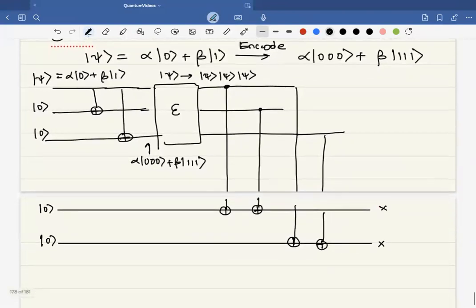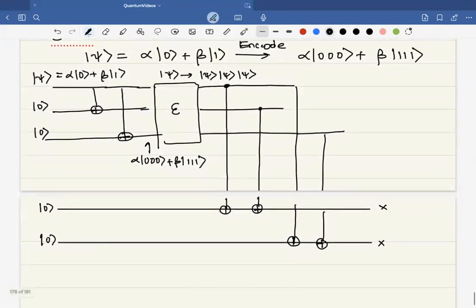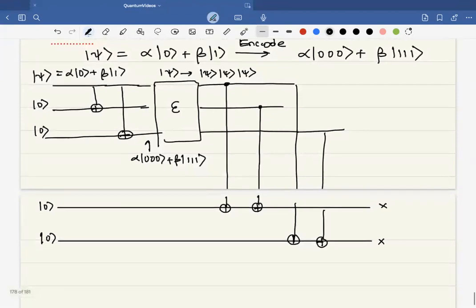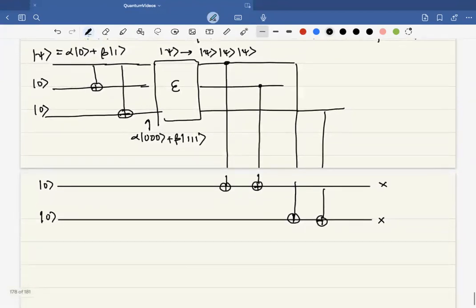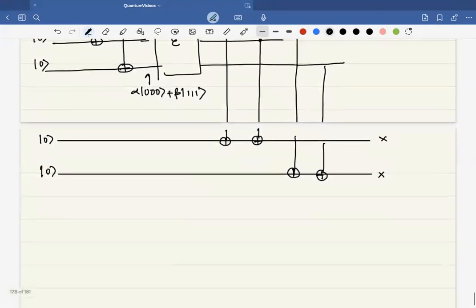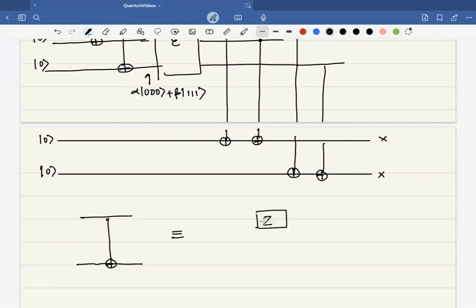Now, there is a slightly different way to look at this. We can look at this syndrome detection as a measurement process. And so we have this equivalence: the quantum CNOT gate is equivalent to the control Z gate. So this can be checked with the Hadamard gates applied.